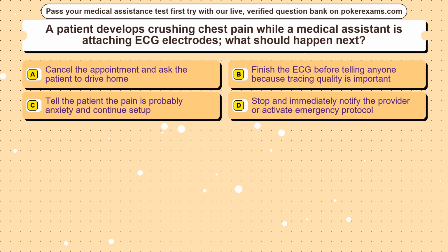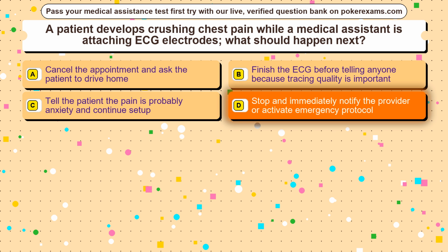Question 94. A patient develops crushing chest pain while a medical assistant is attaching ECG electrodes. What should happen next? Option A, cancel the appointment and ask the patient to drive home. Option B, finish the ECG before telling anyone because tracing quality is important. Option C, tell the patient the pain is probably anxiety and continue setup. Option D, stop and immediately notify the provider or activate emergency protocol. The correct answer is option D, stop and immediately notify the provider or activate emergency protocol.